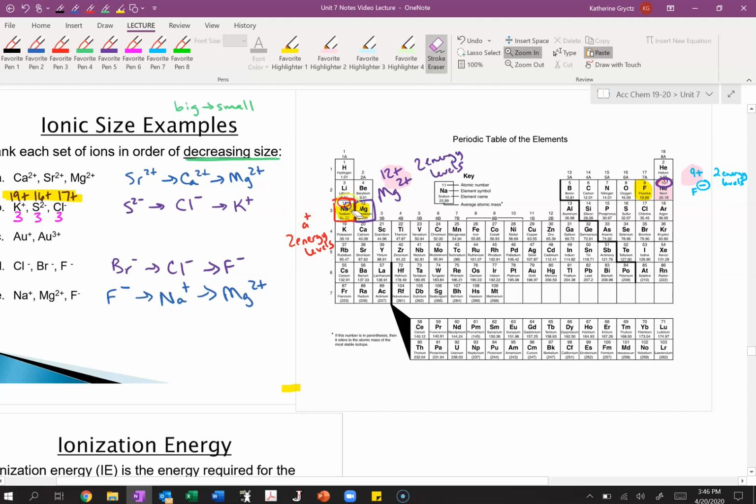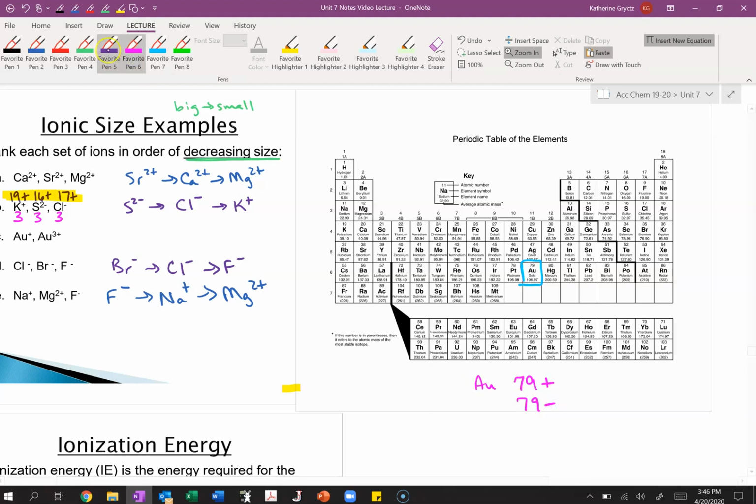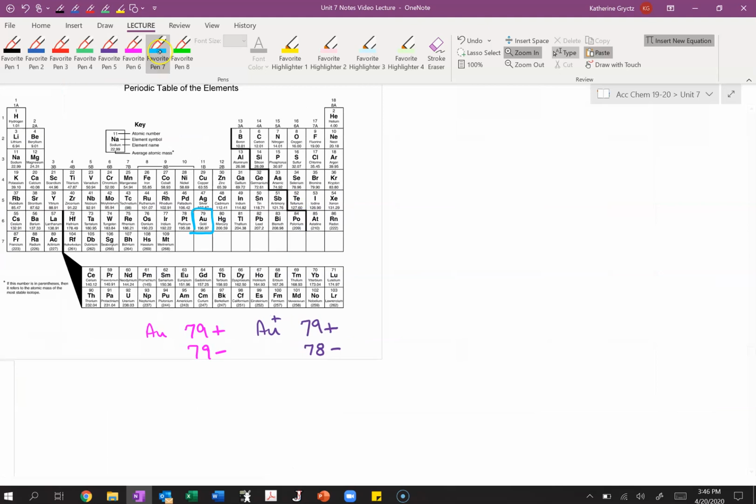Okay? And then the last one that we'll do is a little bit of a weird situation. Okay, we've got Au plus and Au3 plus. Okay, so for Au, normally has 79 protons and 79 electrons. Okay. When you make it Au plus, you still have 79 protons, but now you have 78 electrons. We never ever change the protons. Okay, and then when you make it Au3 plus, you still have 79 protons, but now you've lost 3 total electrons, which means you're down to 76 electrons.